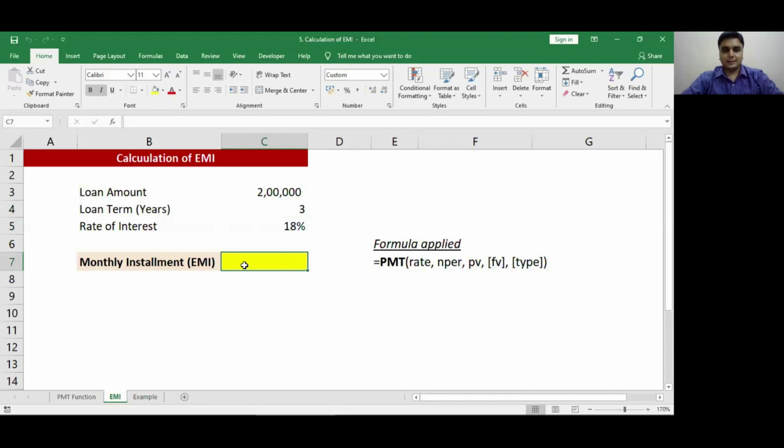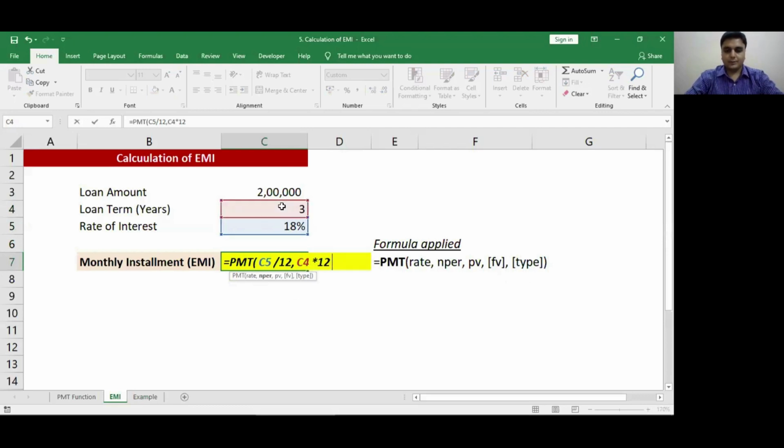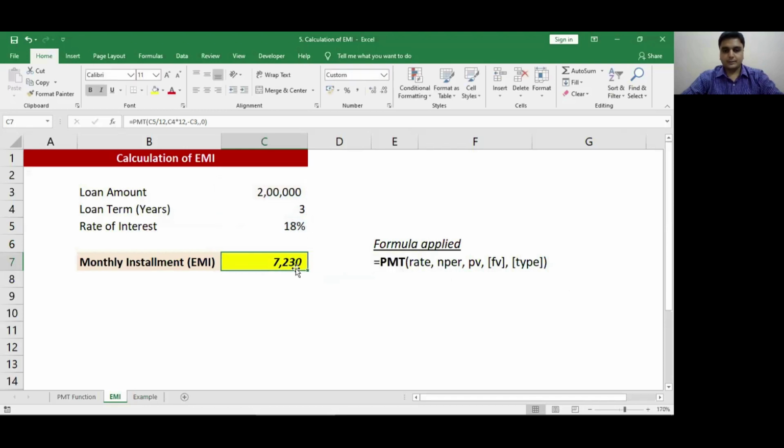So we have to always remember one thing: whenever we calculate an installment, we always use the formula PMT. So in this case, I'll put equal to PMT, rate 18% divided by 12, because I will be making the repayment on a monthly basis, comma, number of periods would be 3 into 12, which is 36, comma, present value will be 2 lakh rupees, comma, there is no future value in this case, so I will put another comma, and I will select 0 because I will make the payment at the end of the period. Bracket close. And by this, I will be able to pay the entire 2 lakh rupees in a span of 3 years.